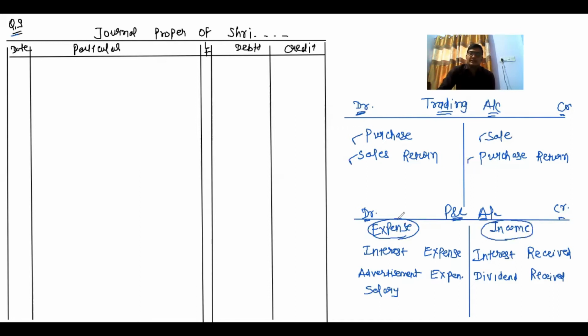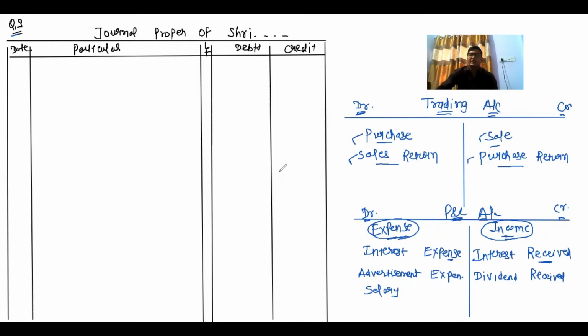How do we identify whether it is expense or income? The word received itself suggests income, and the word expense suggests expense. So in trading account you have to remember purchase, sales return, sales and purchase return. Otherwise in P&L account it is very simple: expense debit, income credit. So now on the basis of this we are starting question number 9.